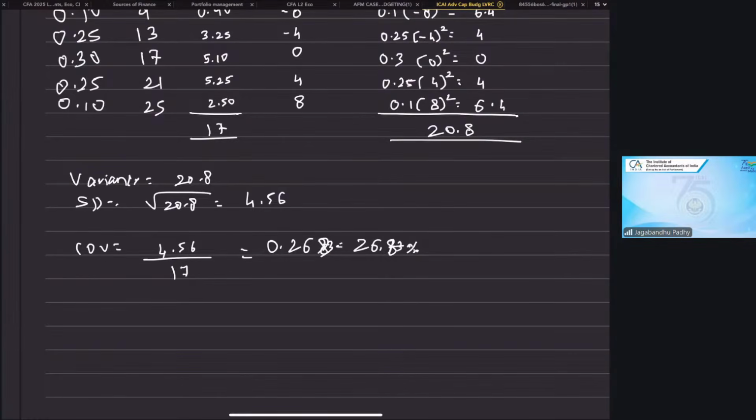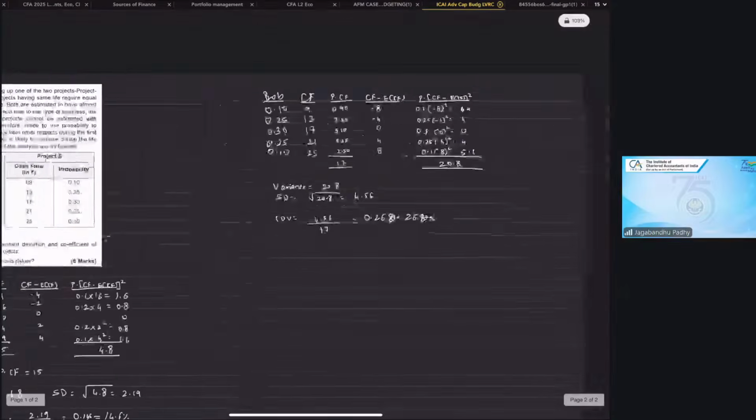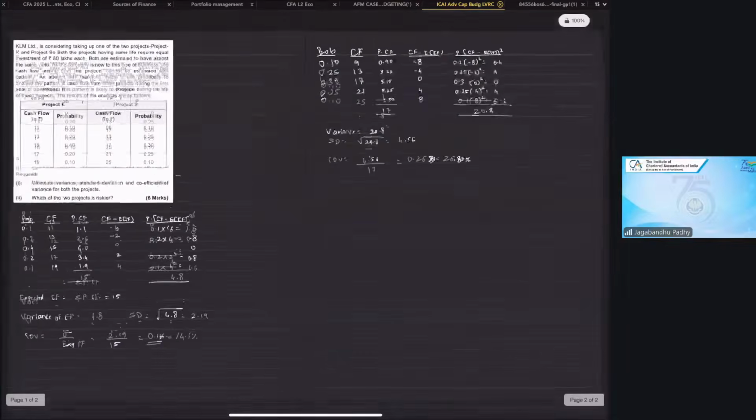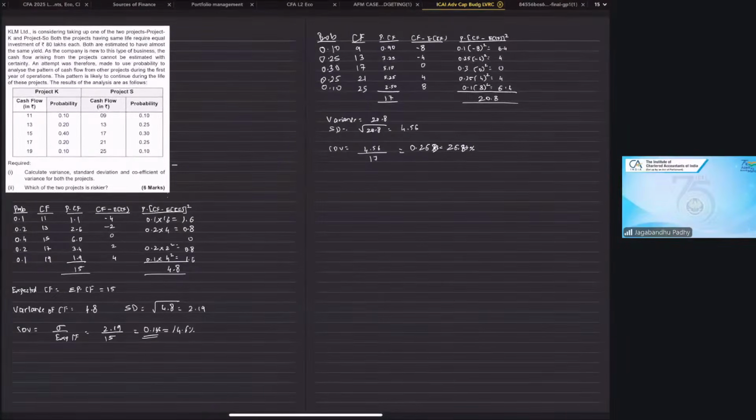Okay. So which of these two projects is more risky, guys? Project K or Project S? S is riskier, correct. It has a higher coefficient of variation. Right, guys? Yes, sir.